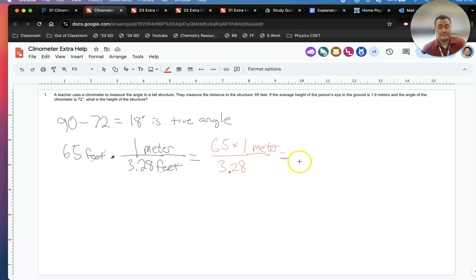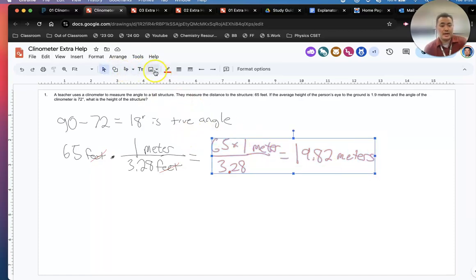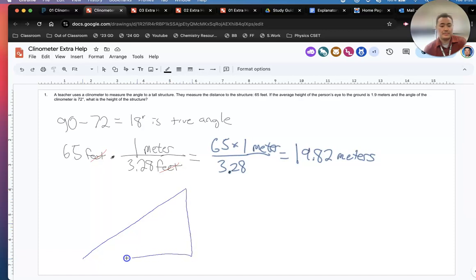65 divided by 3.28 is 19.8. We round to 2 meters. So if we were going to draw a triangle of this rocket, it would look like this. This is where the rocket is. Okay, that's my rocket. And this is the angle, 18 degrees. And the length here is 19.82.